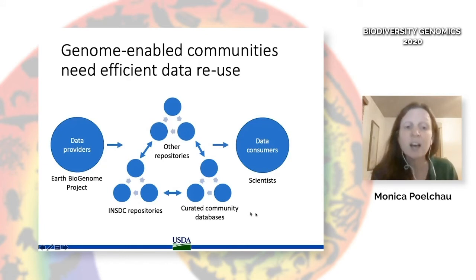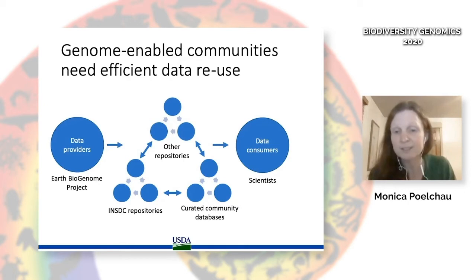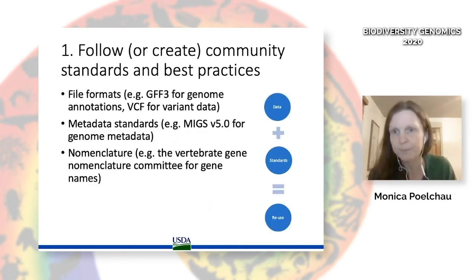In the next slides, I'll introduce three sets of recommendations that both data producers and database providers should consider to enable this data reuse. The first recommendation is to follow community standards, or create them as a community if they don't exist yet. So what do I mean by standards or best practices? First off, there are file formats, for example, the GFF3 format for genome annotations. There are metadata standards, for example, MIGS 5.0 for genome metadata. Another example is nomenclature standards. For example, in your taxonomic community, there may be specific ways of representing gene or protein names.